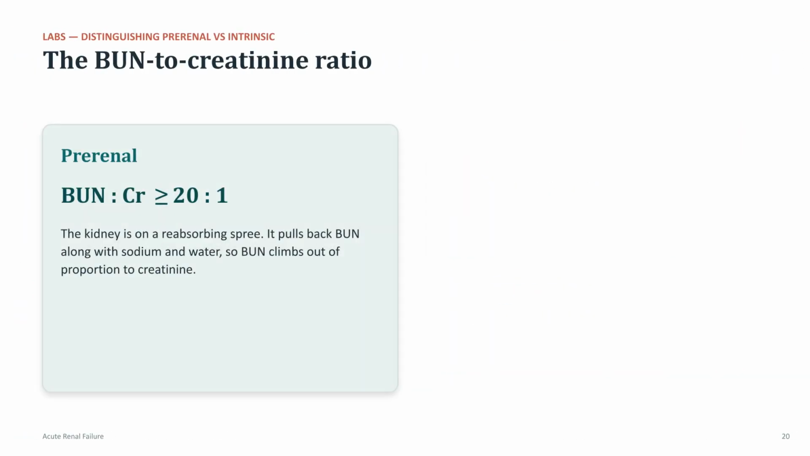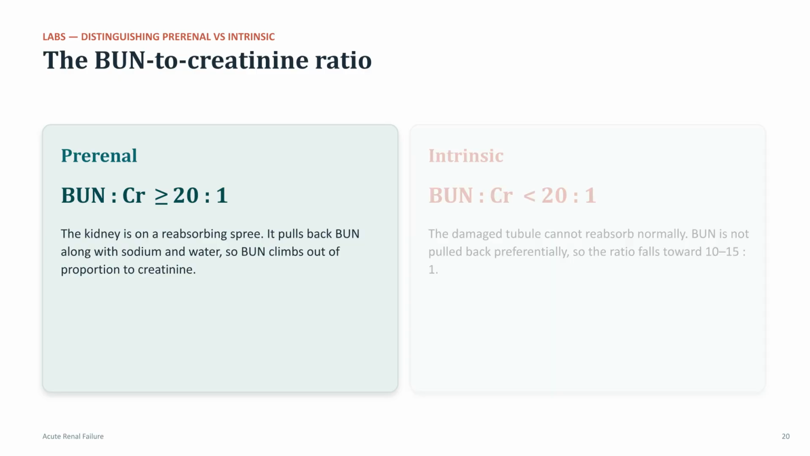The BUN to creatinine ratio is a classic tool for distinguishing prerenal from intrinsic injury. A ratio of 20:1 or higher often suggests a prerenal state, as the thirsty kidney avidly reabsorbs urea. Conversely, a lower ratio in intrinsic injury reflects a damaged tubule's inability to concentrate these waste products.